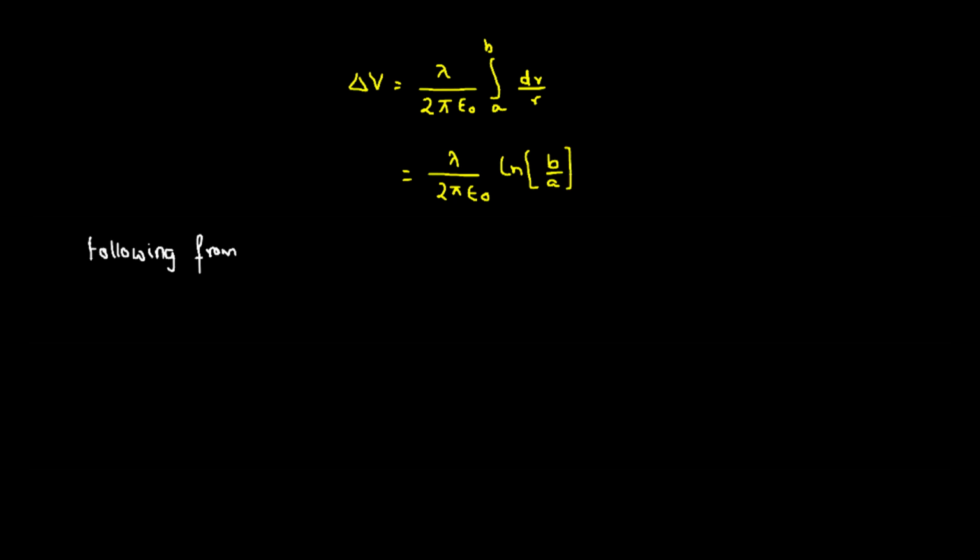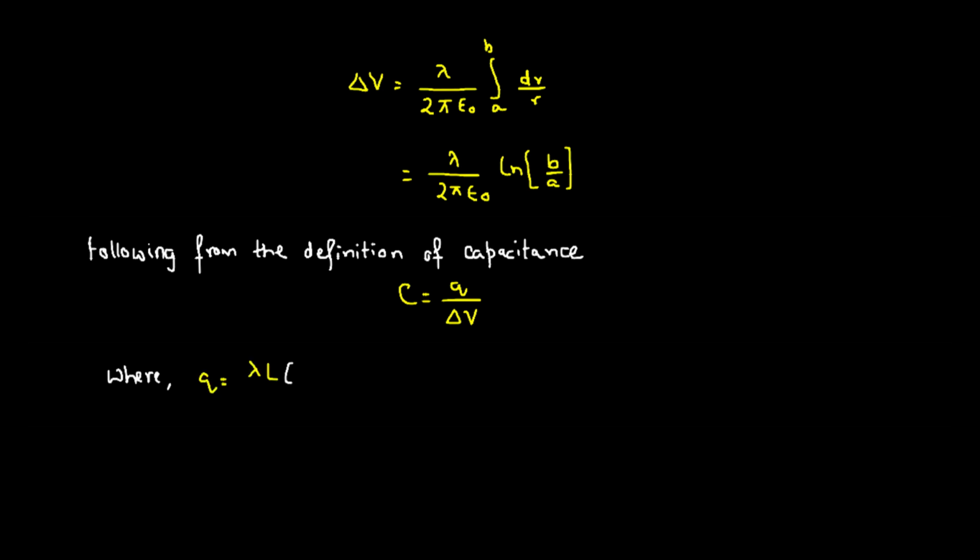Delta V equals lambda over 2 pi epsilon naught times the integral going from a to b of dr over r, which equals lambda over 2 pi epsilon naught times the integral of dr over r, which is the natural log of r, and when we put in the limits it gives us the logarithm of b over a. Following from the definition of capacitance, C equals Q over delta V, where Q equals lambda times L and lambda is the linear charge density.